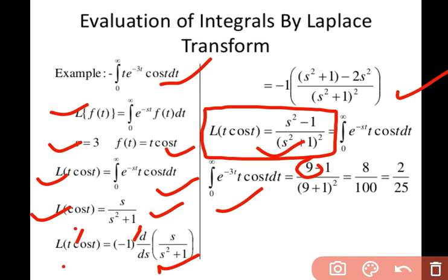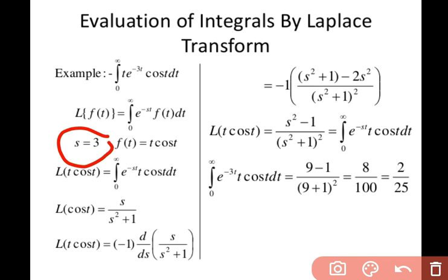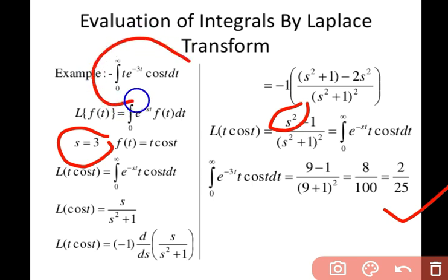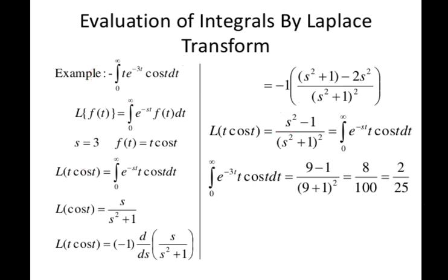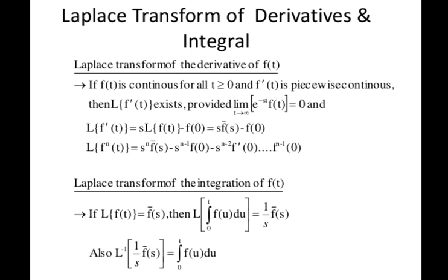So this is the integral of e to the power minus st t cos t dt, which equals (s square minus 1) upon (s square plus 1) whole square. Here s is equal to 3, so we put s equal to 3: (3 square minus 1) upon (3 square plus 1) whole square, and this is the final answer. So the answer of this integral, from 0 to infinity of t e to the power minus 3t cos t dt, is equal to 2 upon 25. Clear?